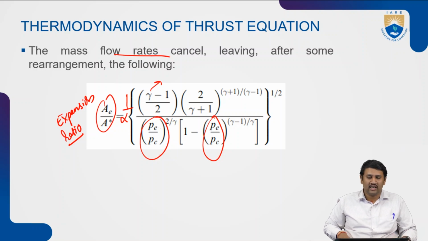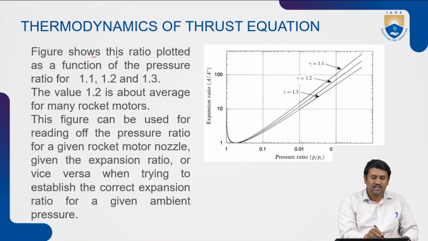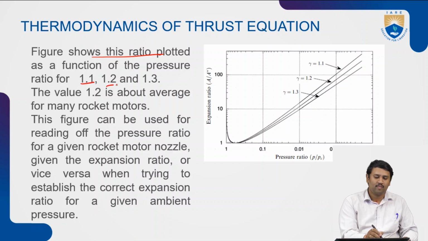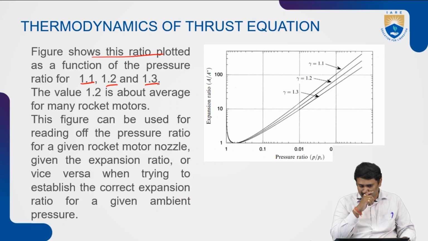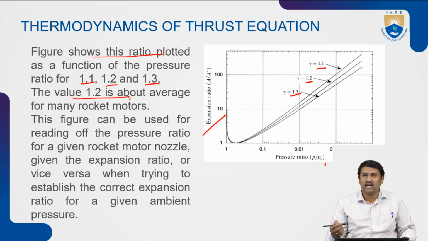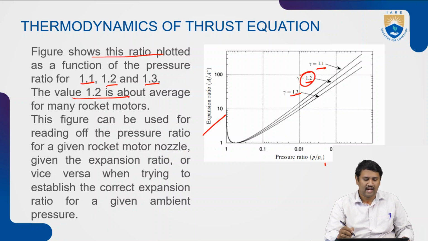Now, let us try to understand a graph. The figure shows the expansion ratio plotted as a function of the pressure ratios for gamma equal to 1.1, 1.2 as well as 1.3, so we can find the expansion ratio for a given pressure ratio. The value of 1.2 is about average for many rockets, and this figure can be used to read off the pressure ratio for a given rocket nozzle, given the expansion ratio, or vice versa, and when trying to establish the correct expansion ratio for a given ambient pressure.